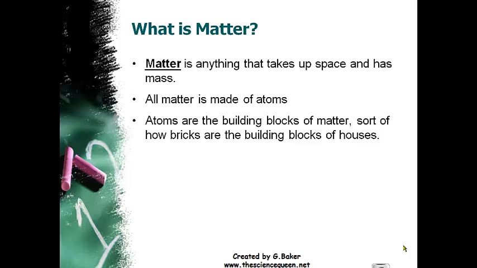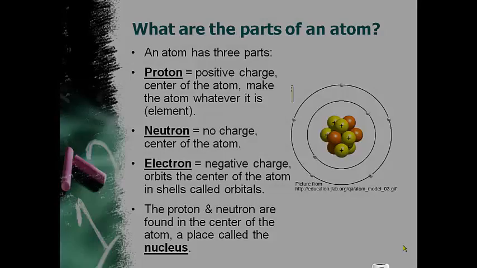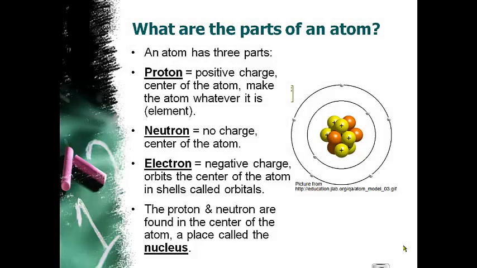All matter is made out of atoms, and atoms are the basic building blocks of matter. It's sort of like the bricks you use when you're building a house. You put different atoms together to make different things, just like you put different bricks together to make your house. What are the parts of an atom? Well, our atom has three main parts.